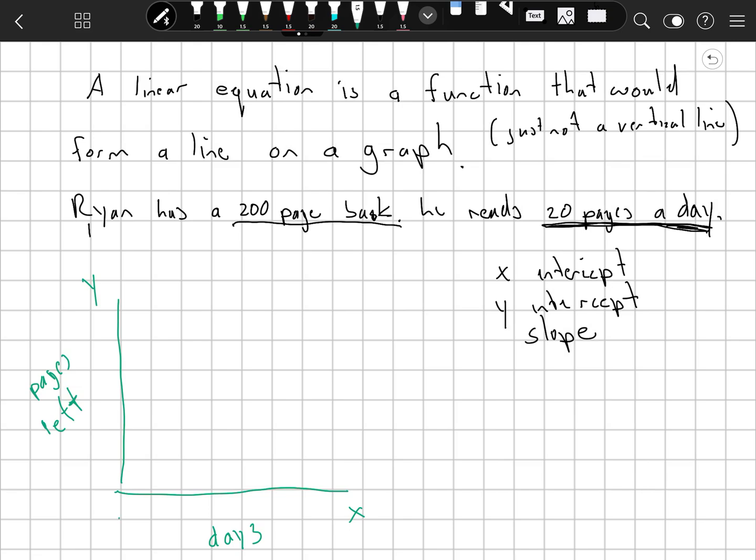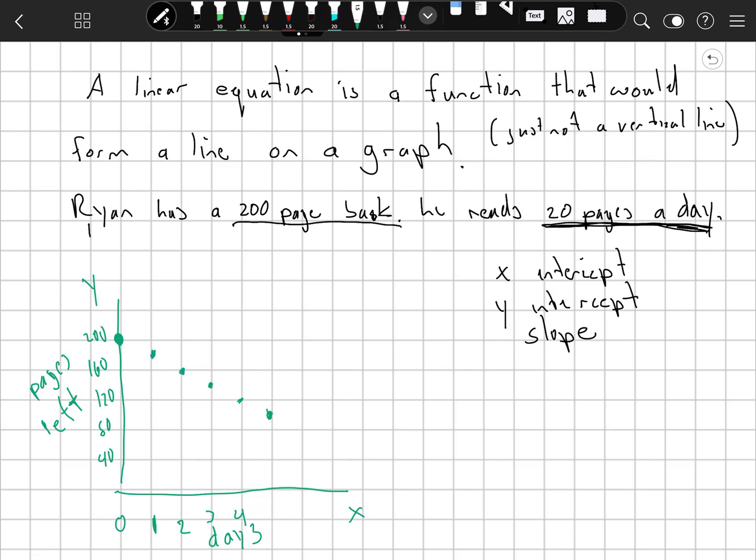Well, at 0 days, and let's count by 40, 80, 120, 160, 200 here. At 0 days, he has 200 pages left to read. And at 1 day, if he's read 20 pages, he's down to 180. At 2 days, he's down to 160. At 3, he's down to 140. At 4, he's down to 120. And at 5, he's down to 100. You can start to see a linear pattern forming. So that's the idea there.